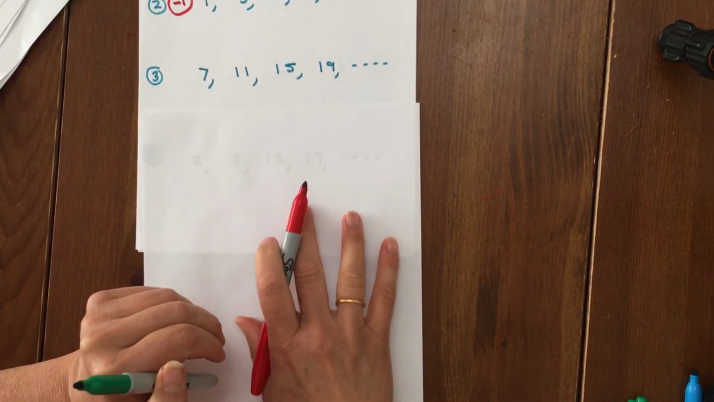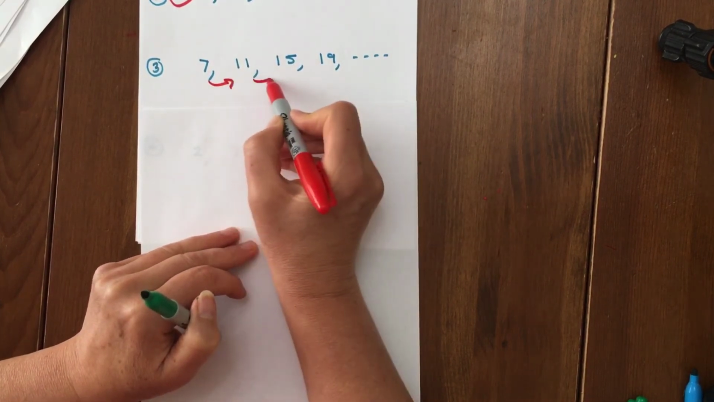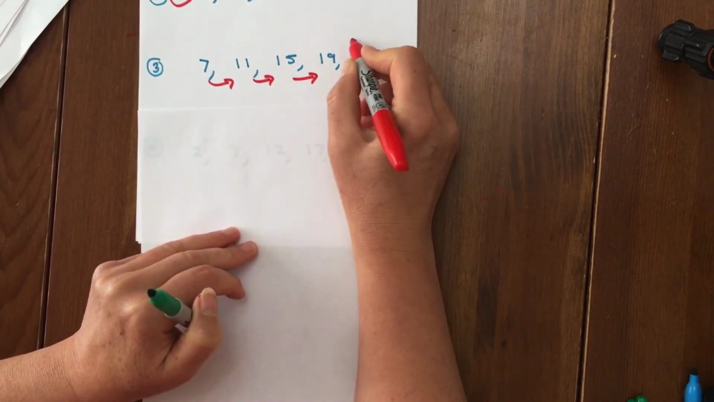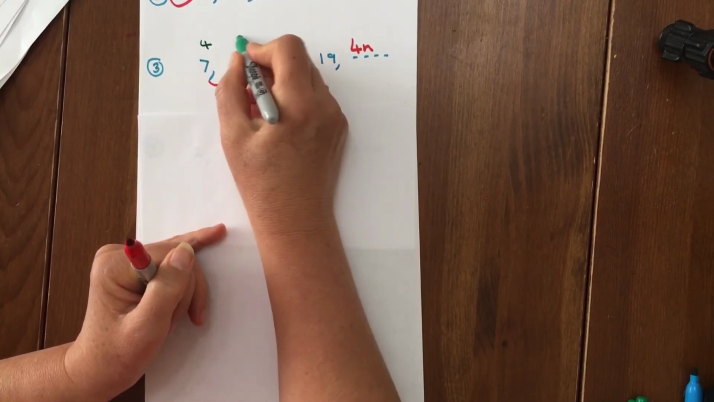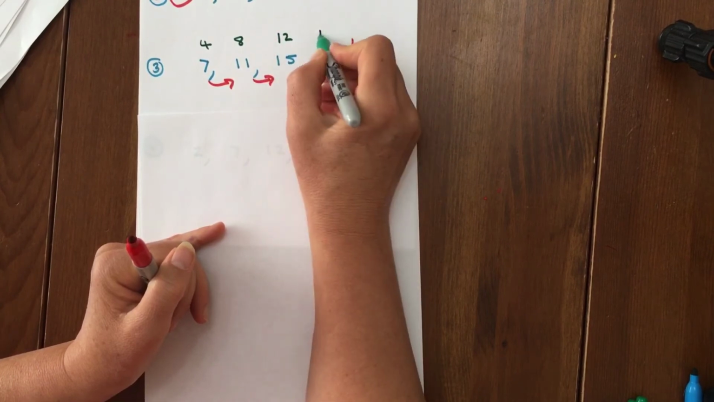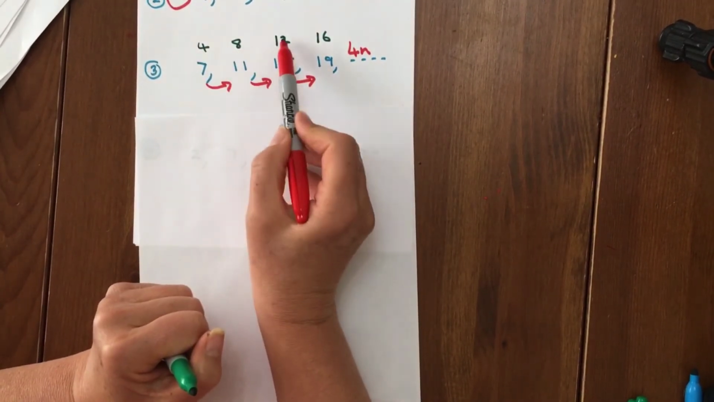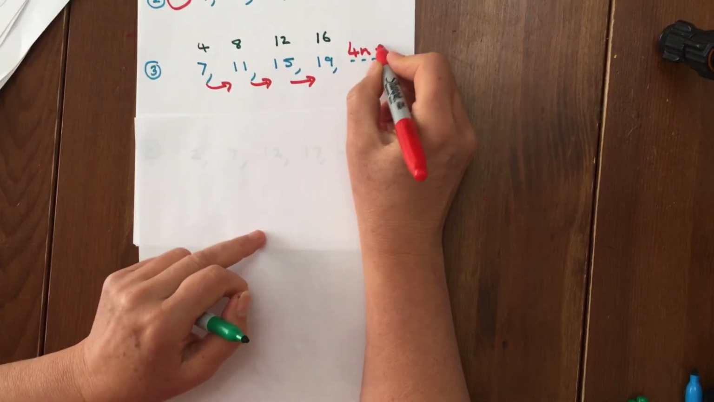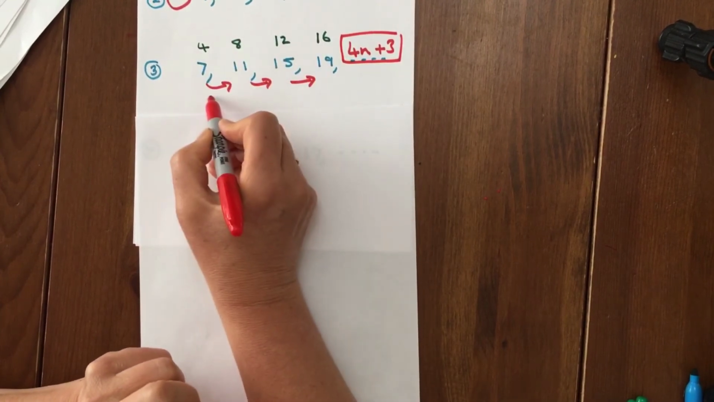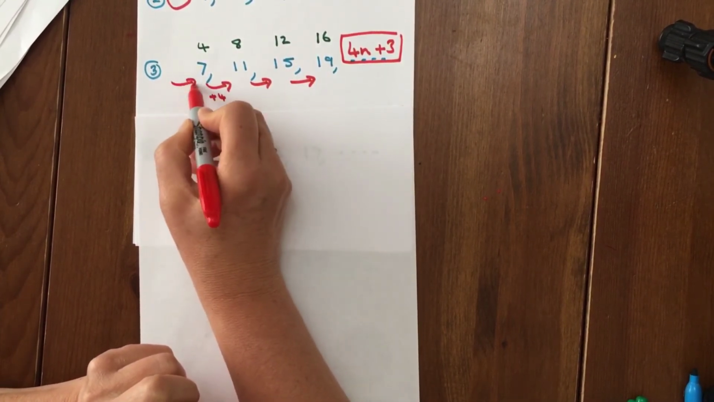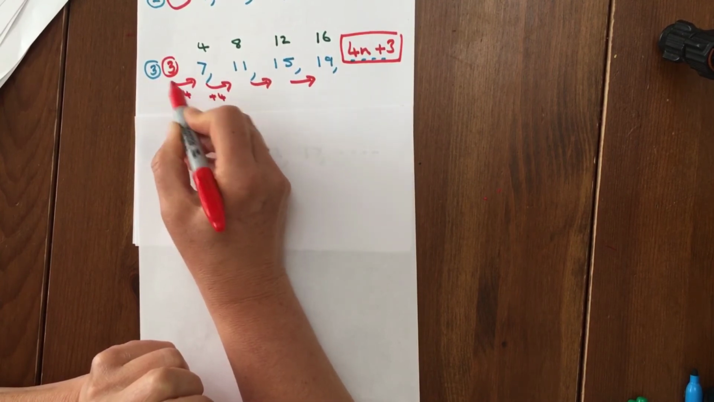Okay, next one, question 3. It's going up in 4s, so it must be to do with 4n. I write my 4n sequence starting off with 4. And in each case, I can see there's a difference of 3. I'm adding 3 each time. Let's double check that. I was going up in 4s, so let's go back 4 to get 3. 3 add 4 is 7.